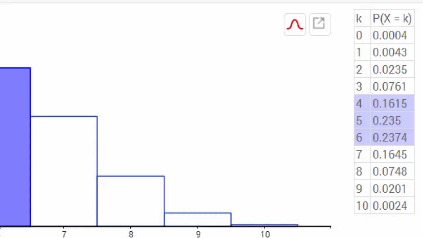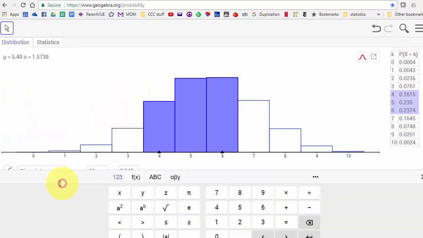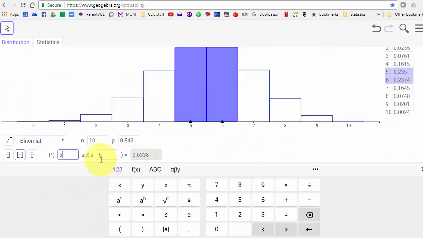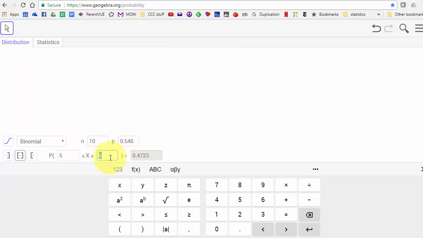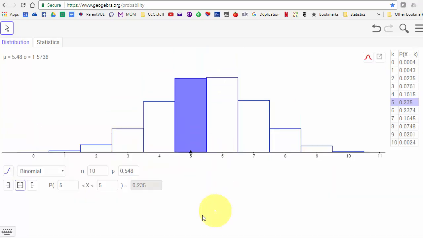One of the other questions that we asked, what's the probability that he makes exactly 5? We can see that right here, 0.235 is the probability there. You could also get to it by just entering a 5 here and a 5 here. And we can see this bar is colored in, and the probability is right here.